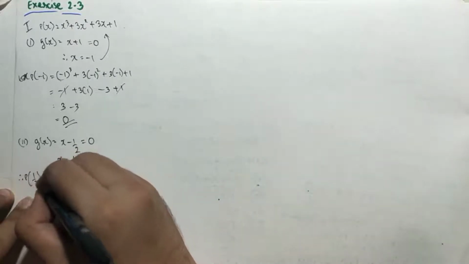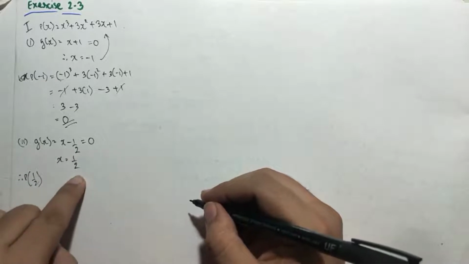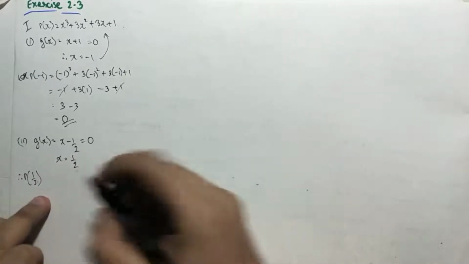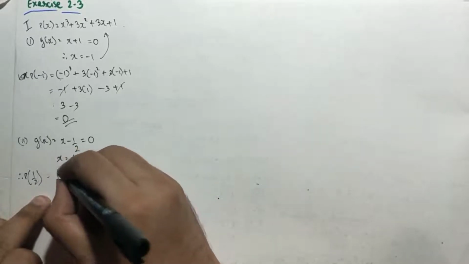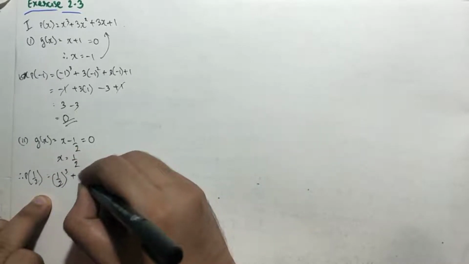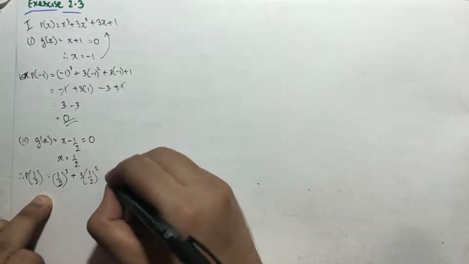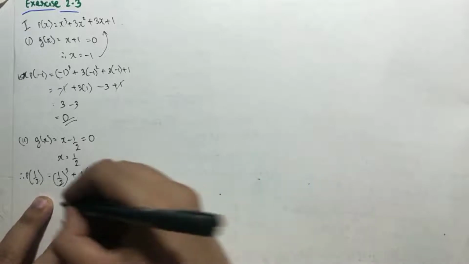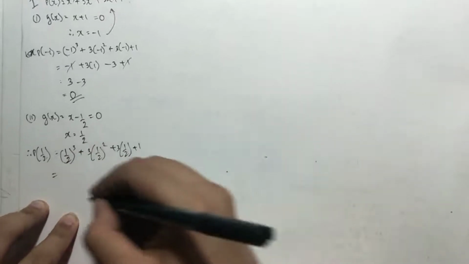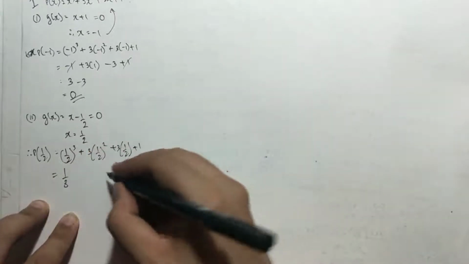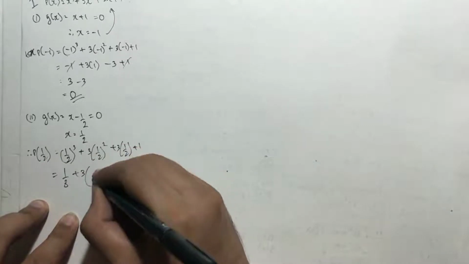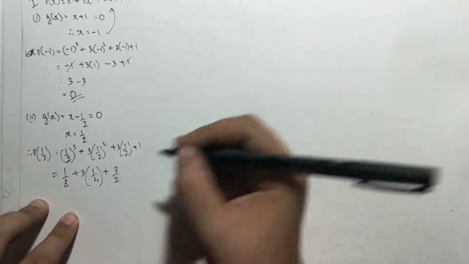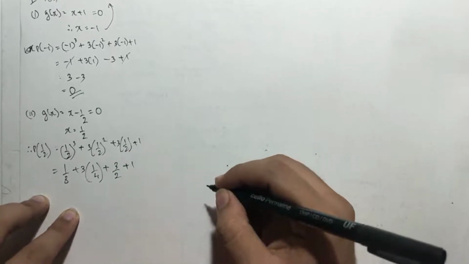Substituting this value of half to find the remainder, substitute this value of x in the polynomial p of x, we will get p of half will be equals to 1 by 2 cube plus 3 into 1 by 2 square plus 3 into 1 by 2 plus 1. What is 1 by 2 whole cube? It is 1 upon 8. 3 multiplied by 1 by 2 whole square will be 1 by 4, plus 3 into 1 by 2 will be 3 by 2, plus 1.